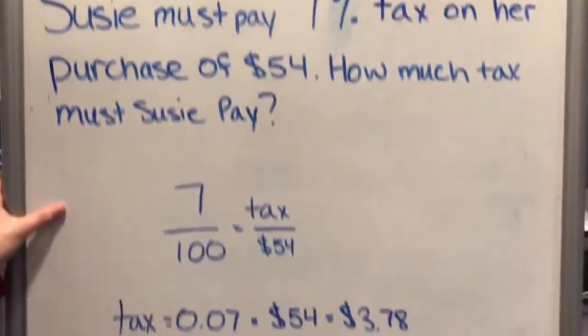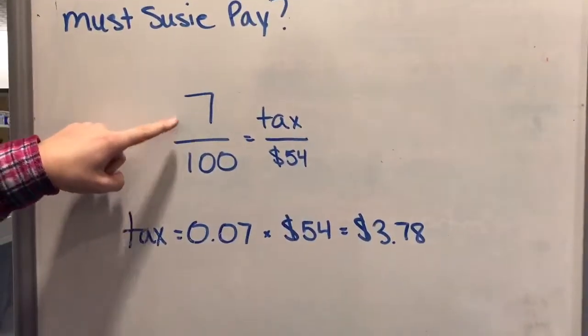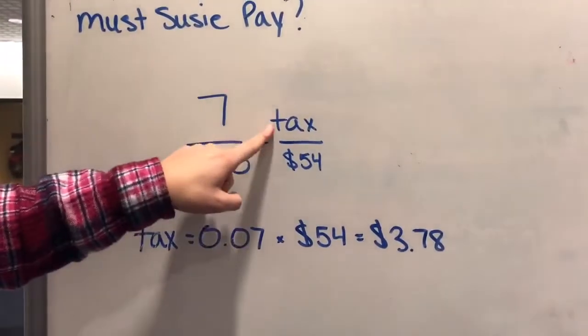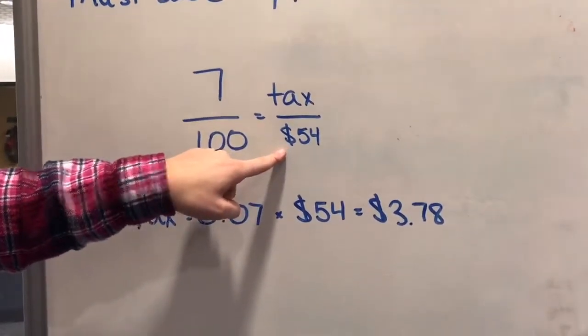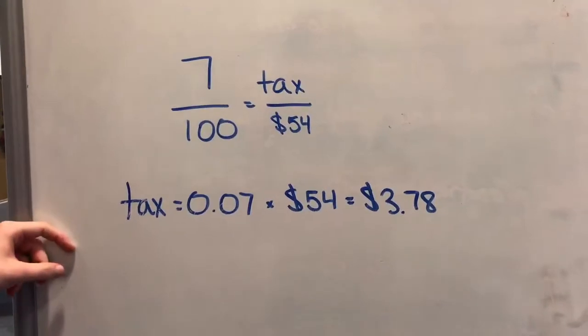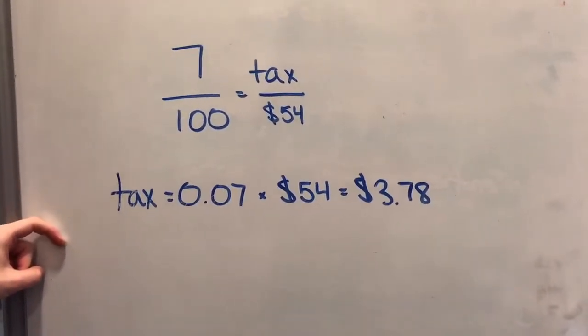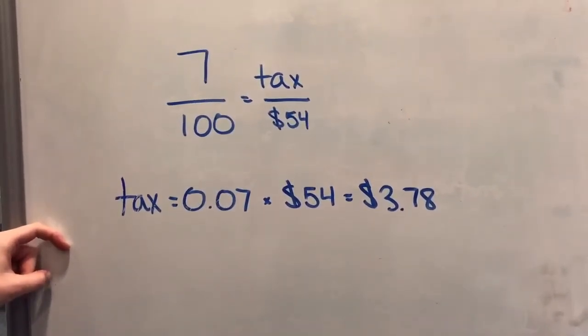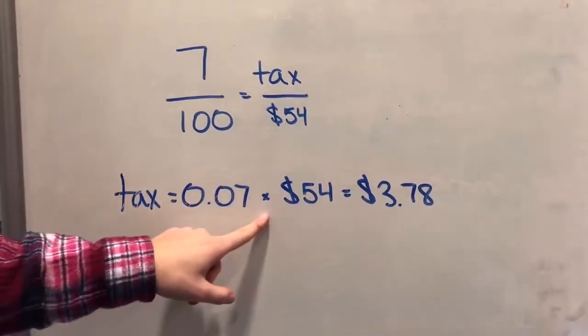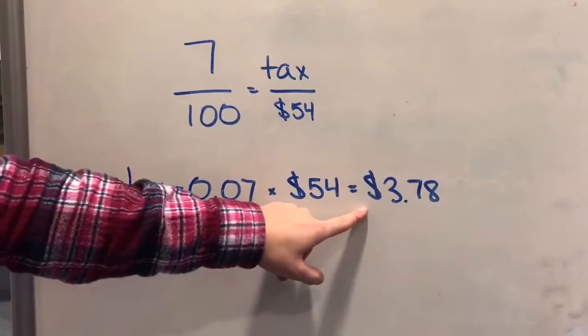So first, solve the equation. To set it up, you put 7 over 100, which equals the tax over the $54. Solving algebraically, such as by multiplying both sides of the equation by 54, we find that the tax equals 0.07 times 54 equals $3.78.